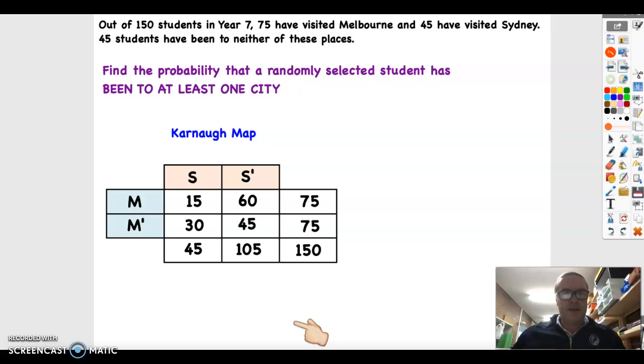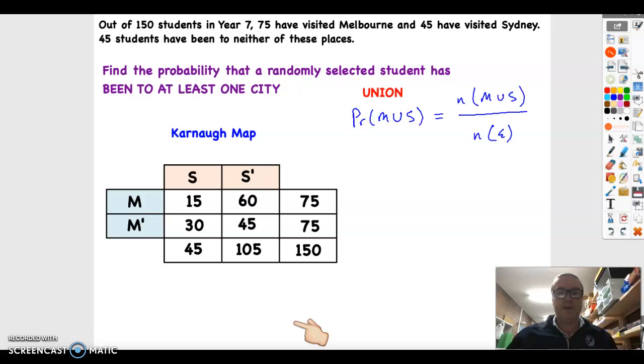Find the probability that a randomly selected student has been to at least one city. We're actually going to look at this problem twice. There's 2 ways we could calculate it. It's what we call a union. So this involves a set of students that includes students who have been to one of the cities, but possibly both as well.